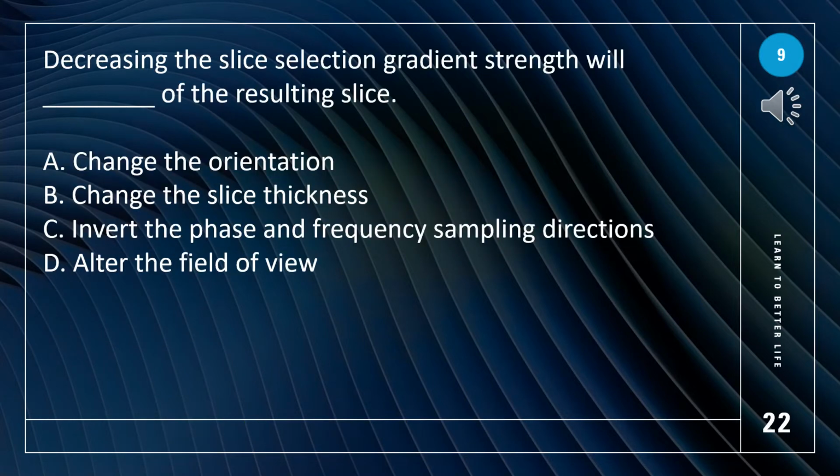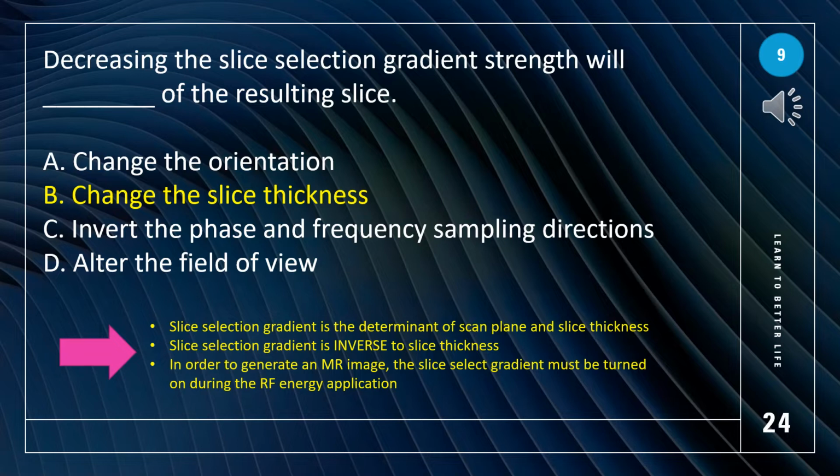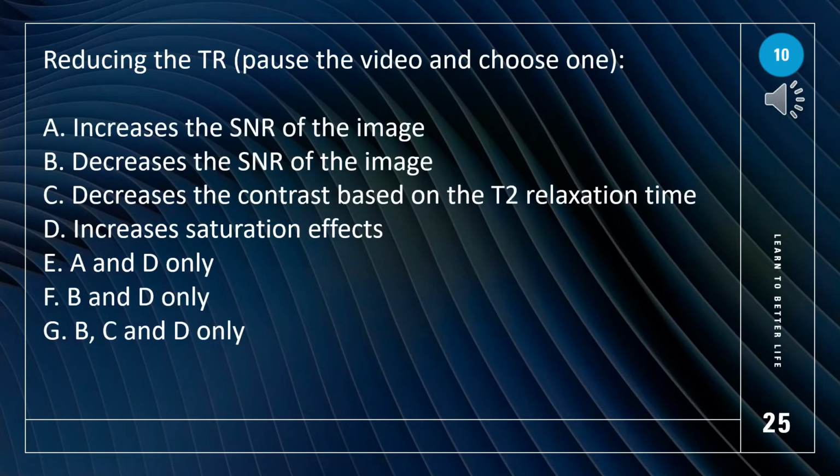Decreasing the slice selection gradient strength will have what effect below on the resulting slice? Choose one. The answer is B. Change the slice thickness. Remember, slice selection gradient is the determinant of scan plane and slice thickness. Slice selection gradient is inverse to slice thickness. And, in order to generate an MR image, the slice select gradient must be turned on during the RF energy application.